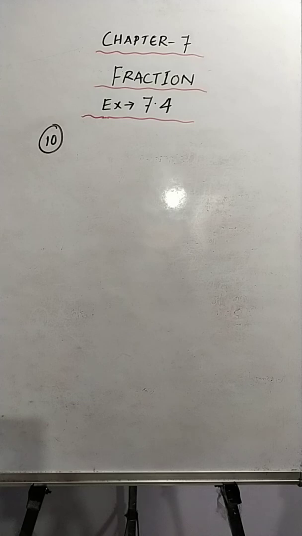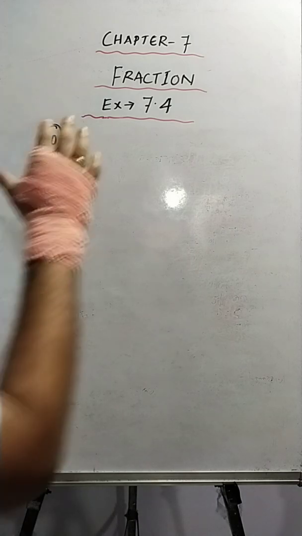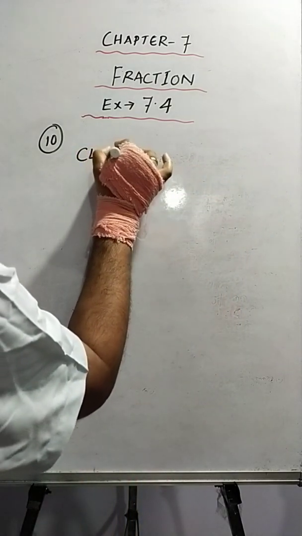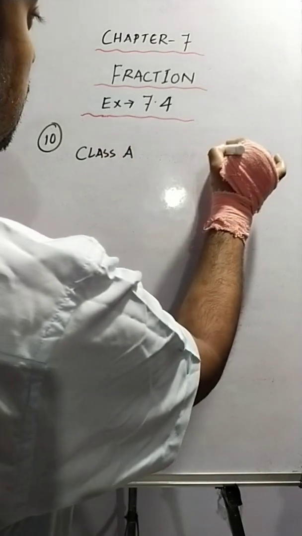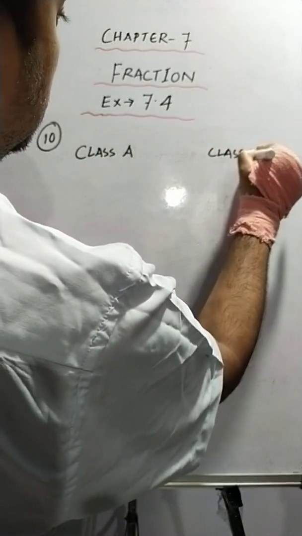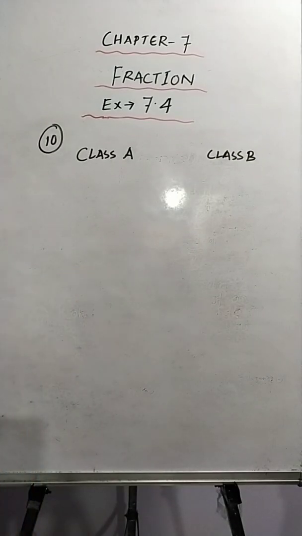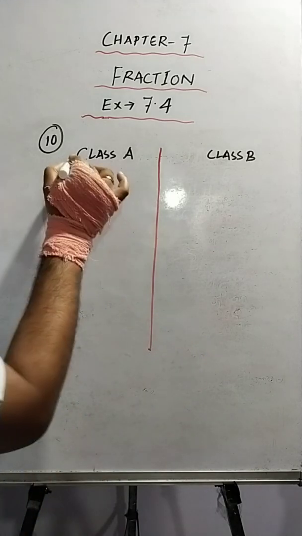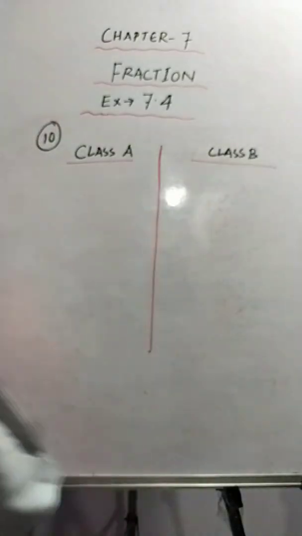In question number 10, we have, in a class A of 25 students, 20 passed with 60% or more marks. And there is another section, class B. So let us divide it. That is class A and class B. Now we draw a line like this. So this is class A and this is class B.